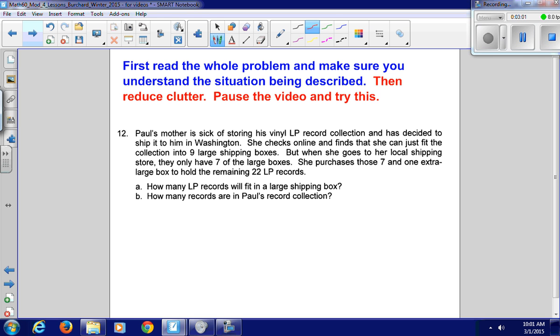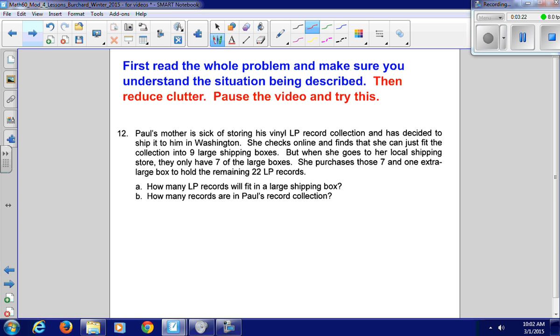Okay, so the first thing to do when you're doing reduce clutter is read the whole word problem and make sure you understand the situation being described. Because remember, we're not saying that the other words are not necessary at all. They just might not be necessary to actually solve the problem, but they might help you figure out what's going on. So here we go.